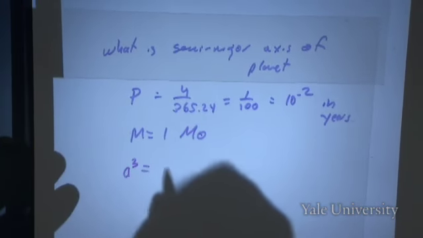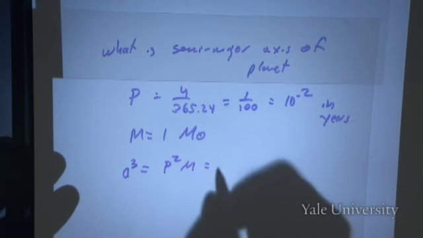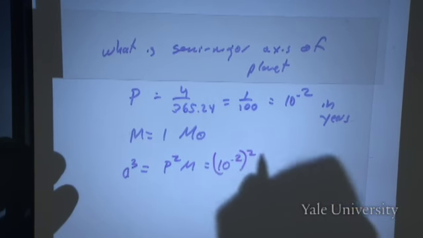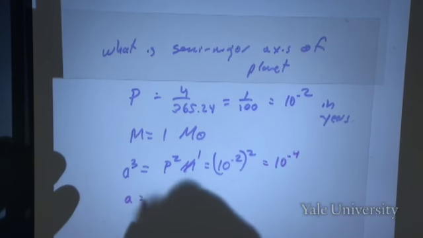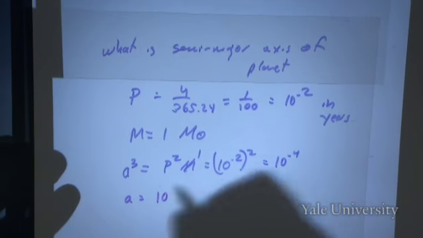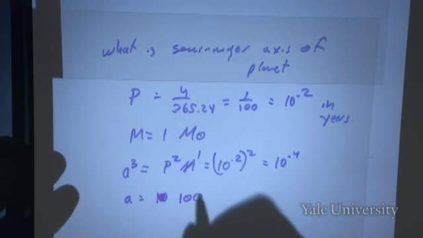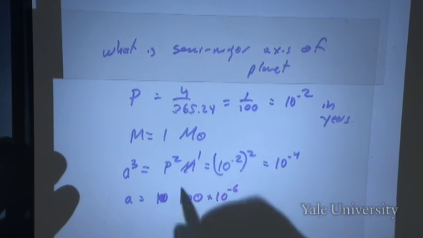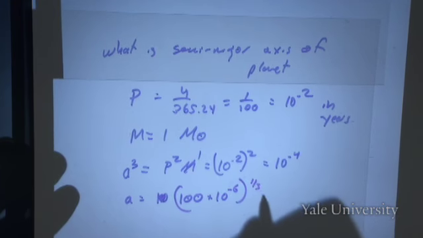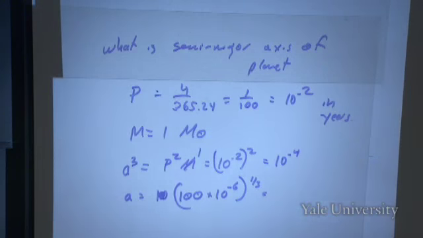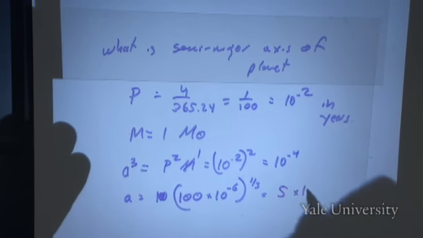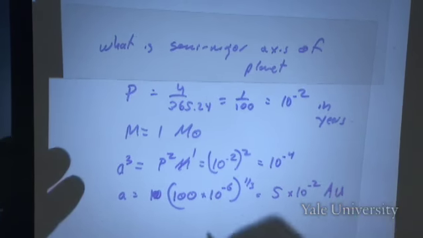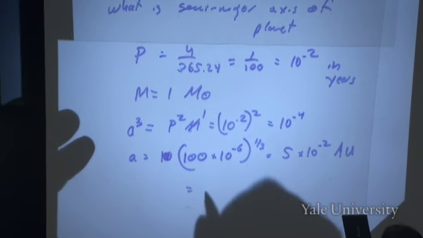So a cubed equals P squared times M, which is 10 to the minus 2 squared times 1, which is 10 to the minus 4. So a is equal to, we've got to do this right, 100 times 10 to the minus 6 to the 1/3 power. 5 cubed is 125, so the cube root of 100 is about 5. So 5 times 10 to the minus 2 astronomical units. Or let's put it in real units here.